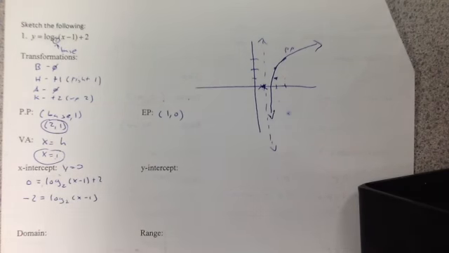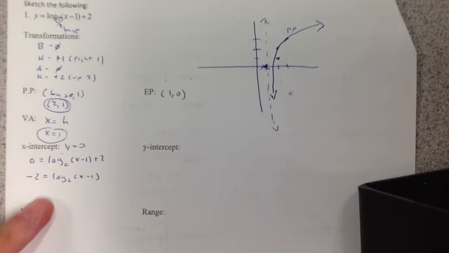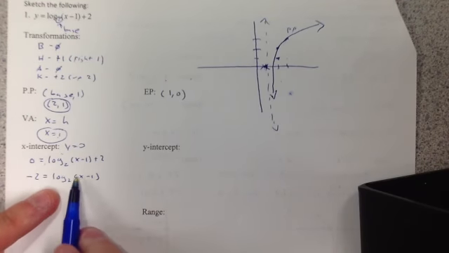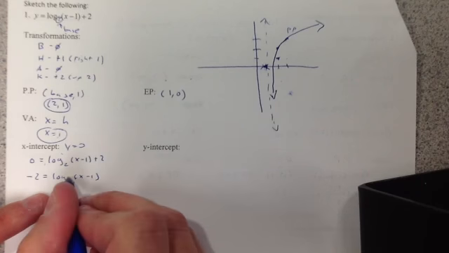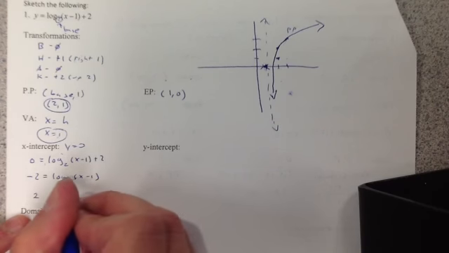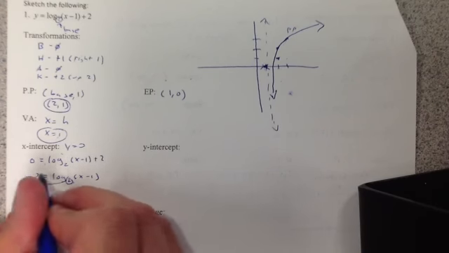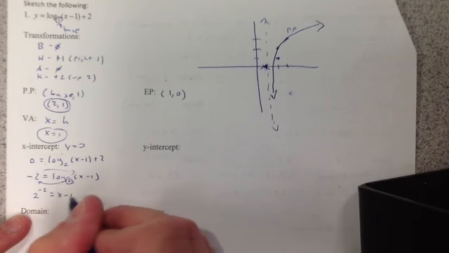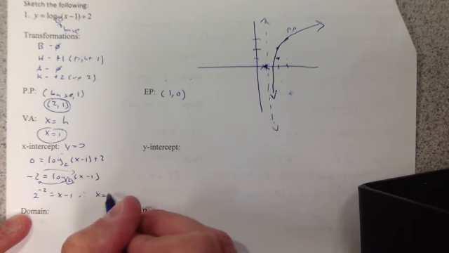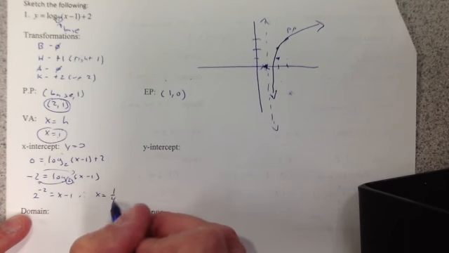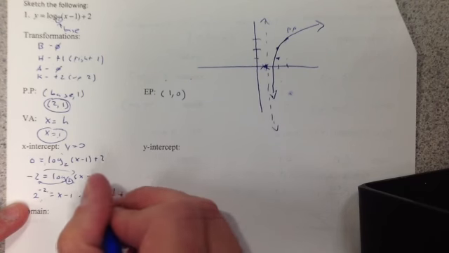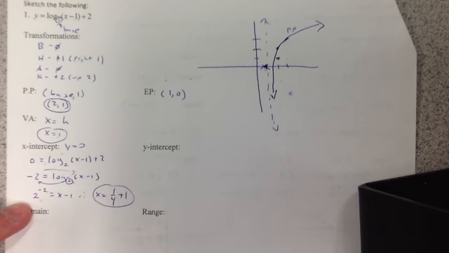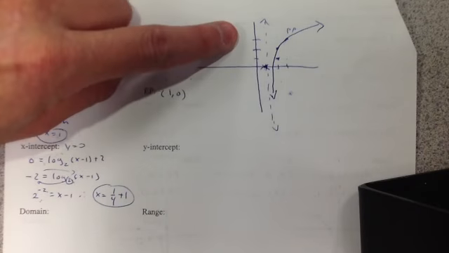Now, we haven't reviewed how to solve logarithms yet, so we'll talk about that later on. But if you might remember, we're going to take this base 2, raise it to the negative 2, and we set that equal to the x minus 1. So therefore, x equals 1 over 4. Remember, 2 to the negative 2 is 1 over 4 plus 1. There's your x-intercept.